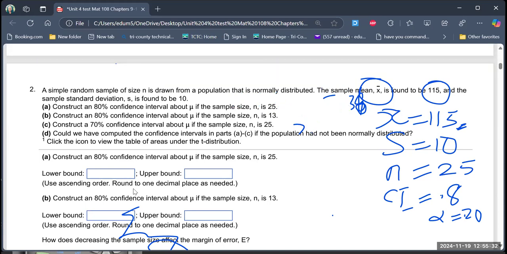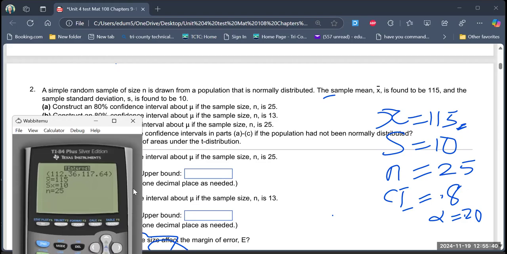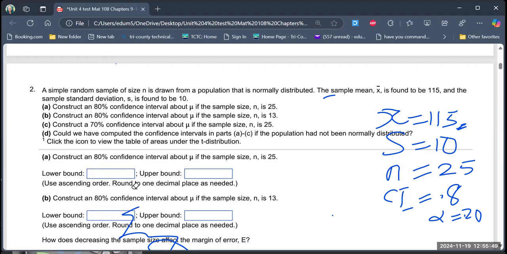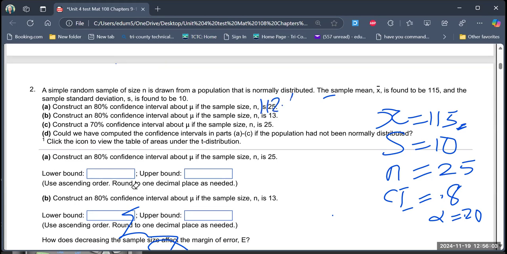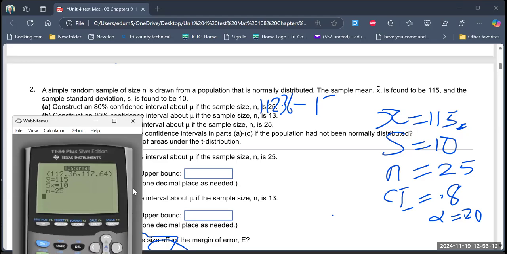So I found the boundary again. The correct boundary is right here: 112.36 and 117.64. So the lower bound is 112.36, and the interval is 112.36 to 117.64.